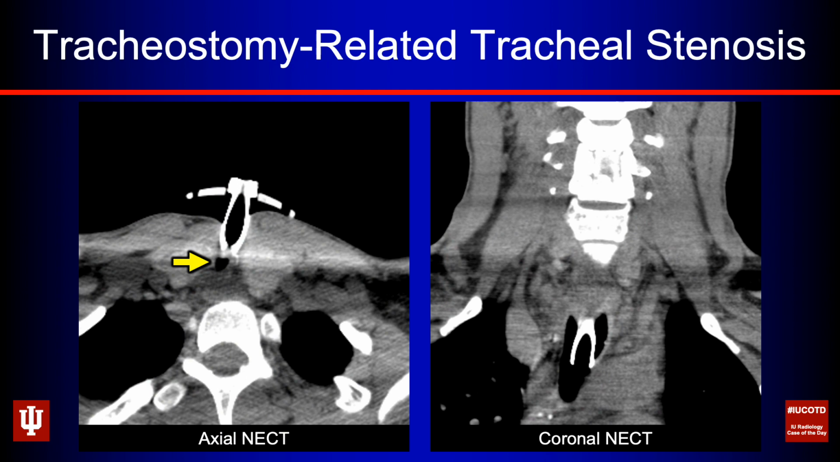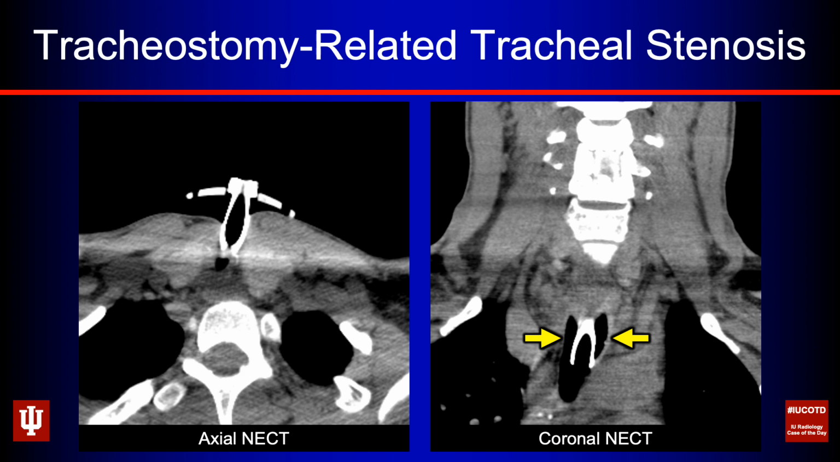So this is an example of a tracheostomy-related tracheal stenosis. You can see where that yellow arrow is pointing. That's right at and maybe slightly above the level of where the tracheostomy is entering. And you can see just how narrow that tracheal diameter is. Now compare to the more normal distal downstream caliber, and you can see that's a really significant difference between those two.